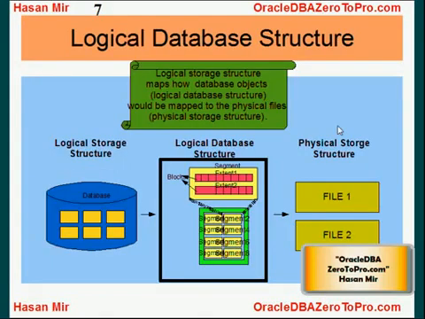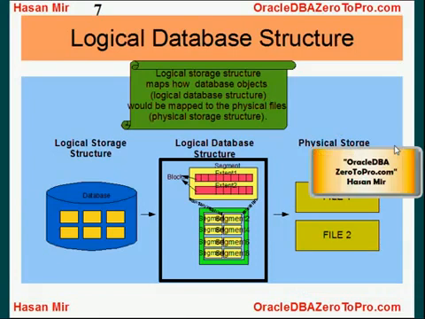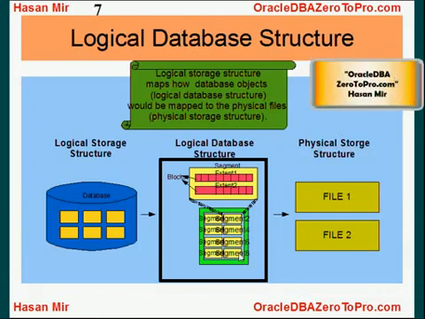Logical storage structure maps how database objects, which are part of logical database structure, would be mapped to the physical files, which are physical storage structure. So this is the diagram that completes the whole picture. On the left side we have database objects, on the right side we have files, and in the middle we have a storage structure. Now which file this table and view will end up in will be addressed by the storage structure.